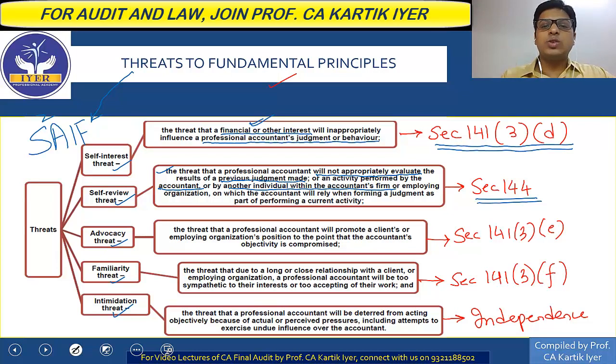So imagine the auditor is doing the activity and he's only checking the work done by an organization which is well connected to the auditor. In that case, his judgment will not be proper because he's reviewing his own work.